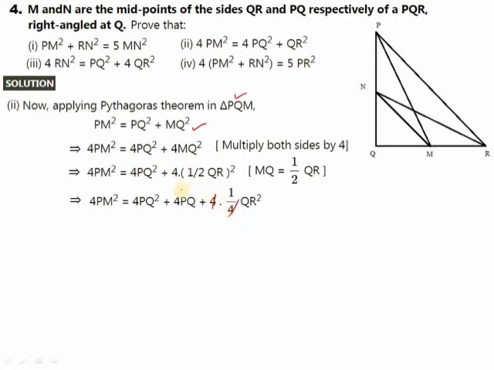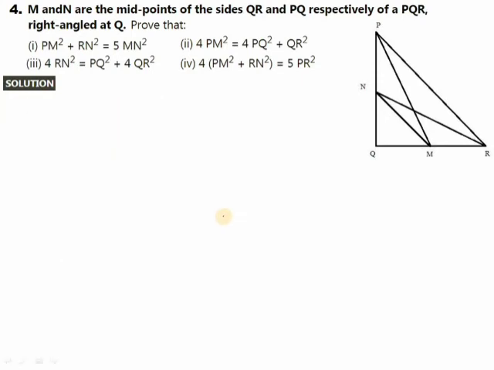Just wait a minute, this won't be there. I'm sorry. So we have this much left. So that's why we have 4 PQ square plus how much is left here? We have QR square left. So this is what we need to prove. Alright, so you may pause the video and note down till here. Let's move to next.